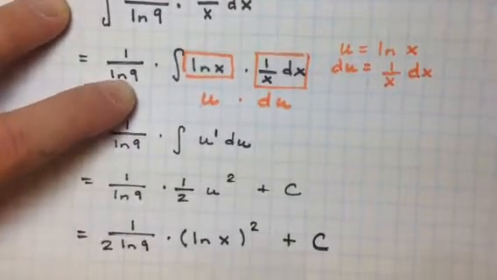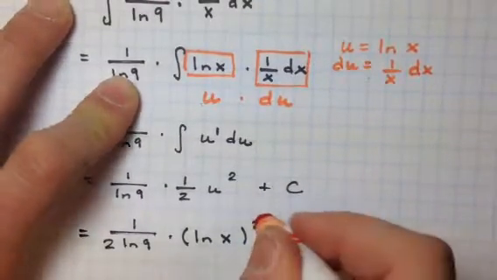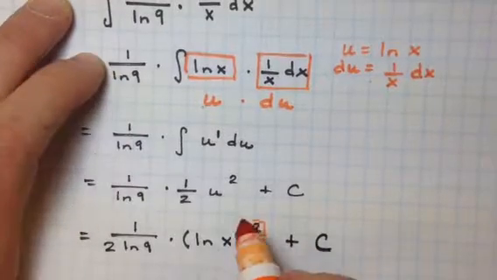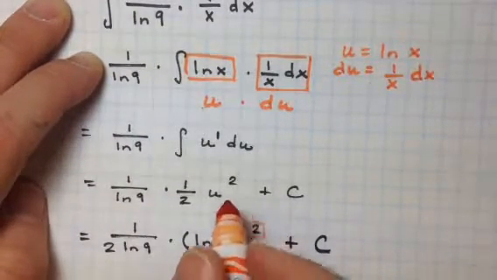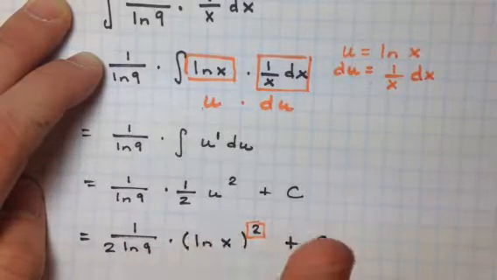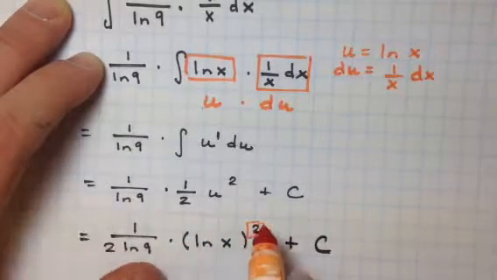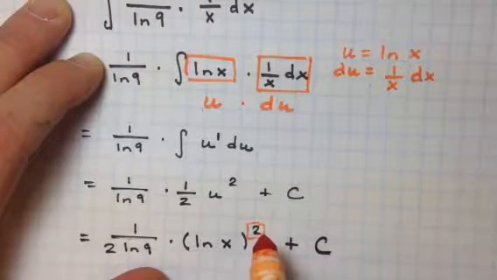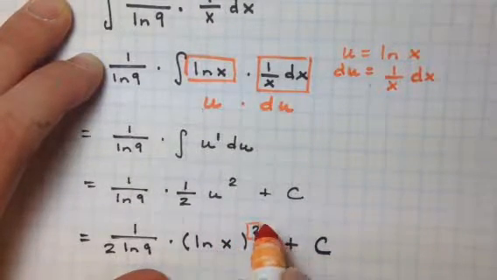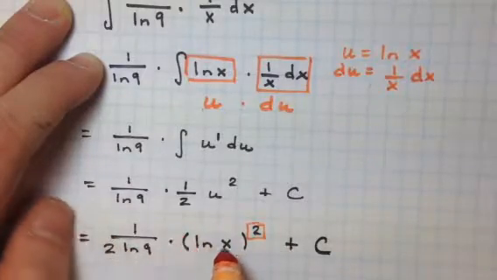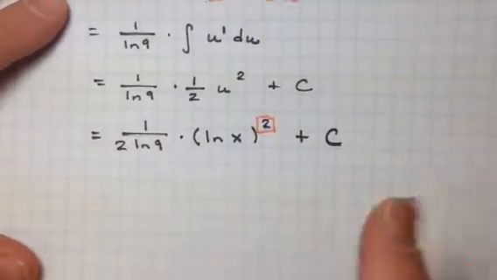I want to address one issue with you that might come up, and that's this 2 right here. Sometimes I've noticed that students want to take that 2 and move it in front because it looks kind of like the power rule, but you can't. And the reason is that the power rule only refers to when the exponent is on the x, and this exponent is on the entire natural log of x.